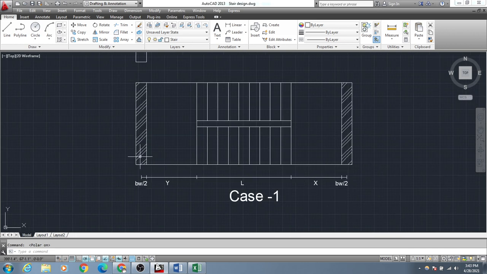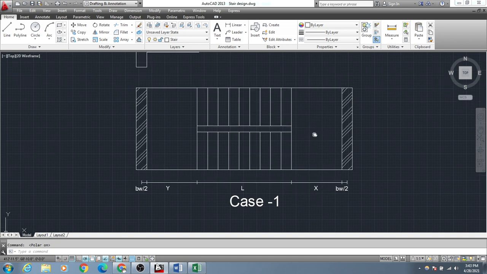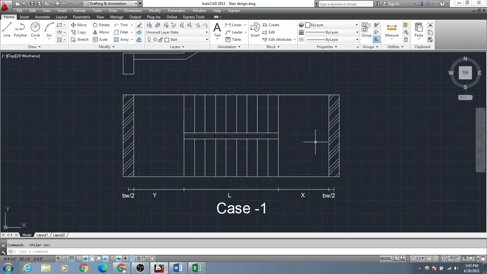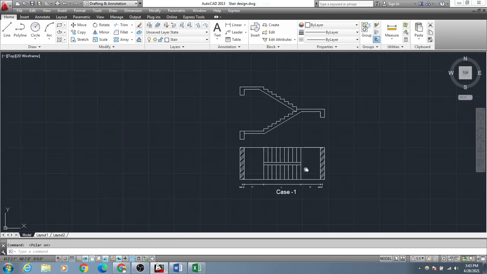Okay, half of our support beam, then our landing length, then our total going length or flight length, and then our total landing length, the mid landing here, and here the total stringer beam, half of the stringer beam. So like that, this is for case one.